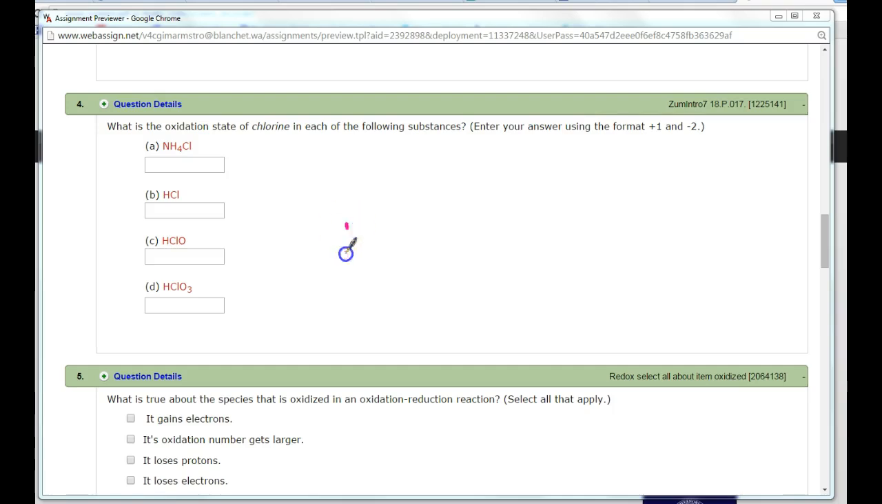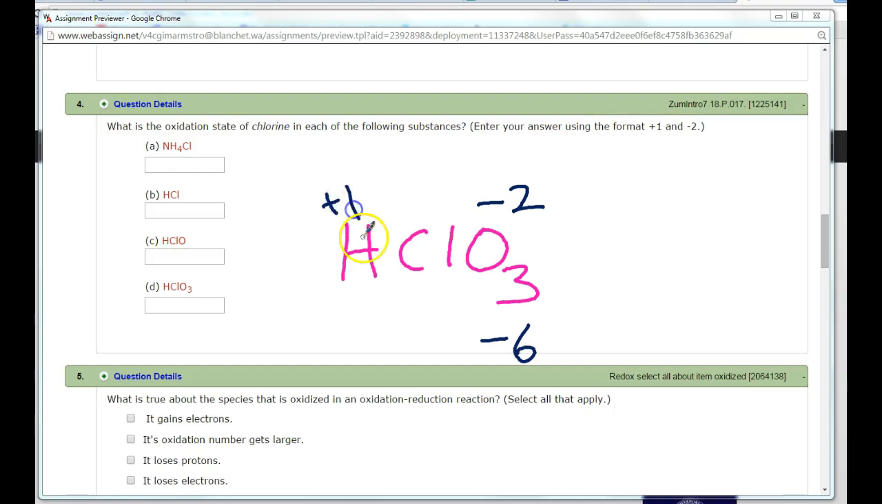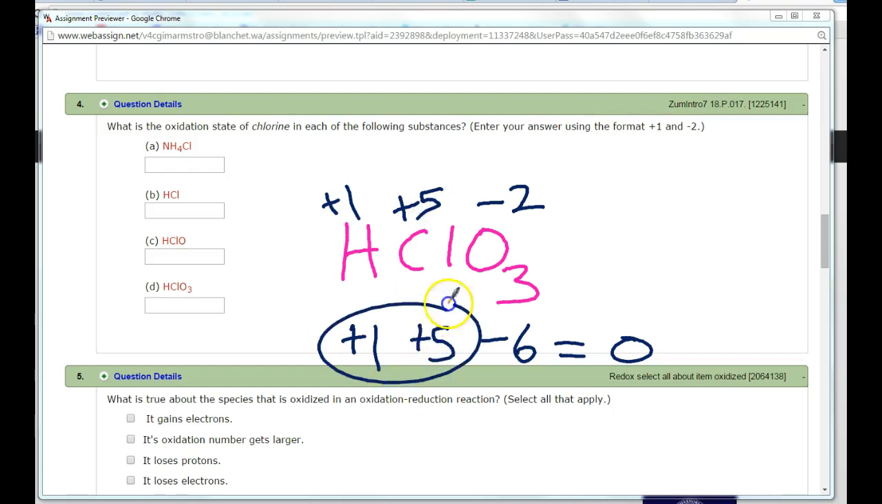This next one, HClO3. We'll start at the ends again. O is a minus 2, so we got a total of a minus 6 there. H is a 1 plus, we got a 1 plus there. This must add up to 0. I'm guessing it's a plus 5, because those then would add up to cancel that.